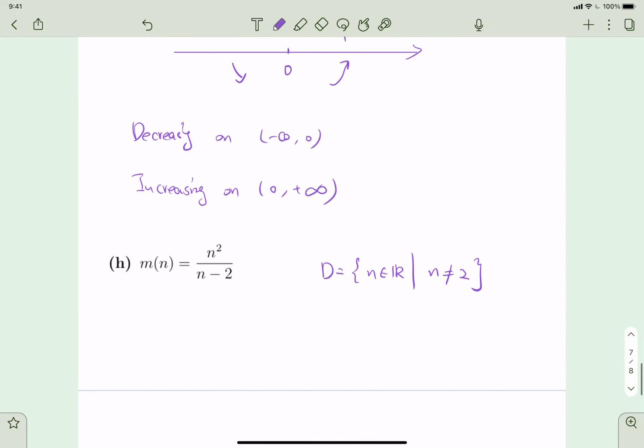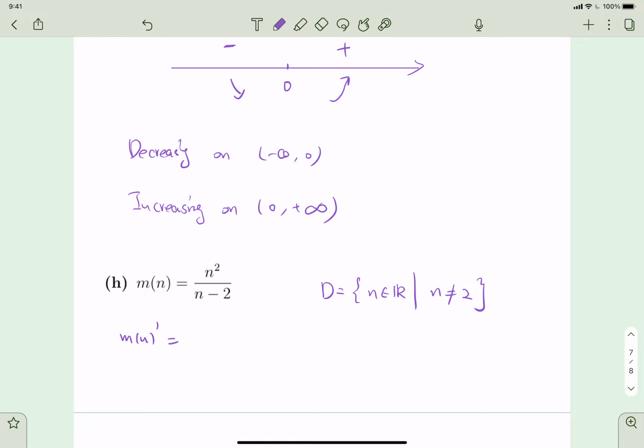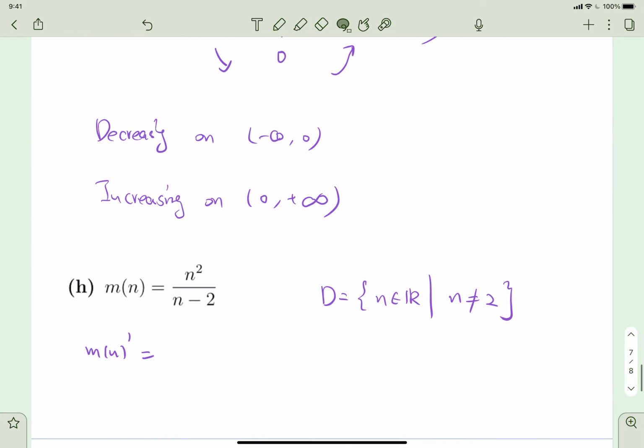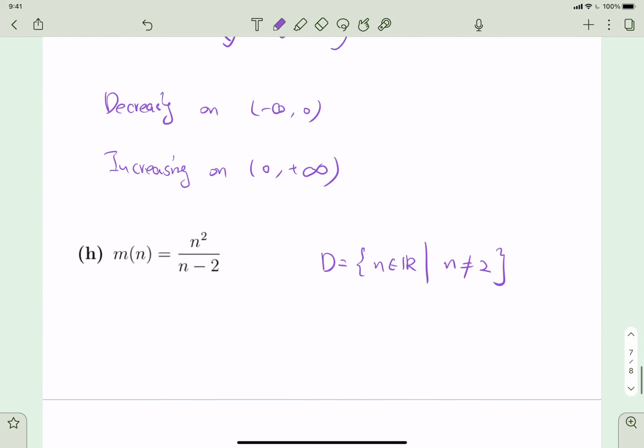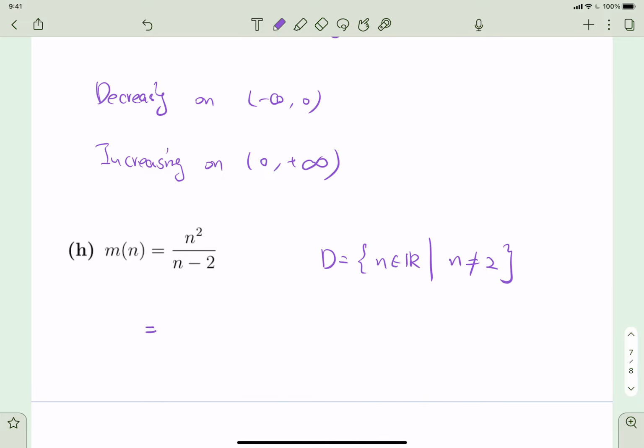Okay, for the derivative, I can use the chain rule, but that is not efficient in this case. So I'm gonna simplify this a little bit first before we find the derivative.